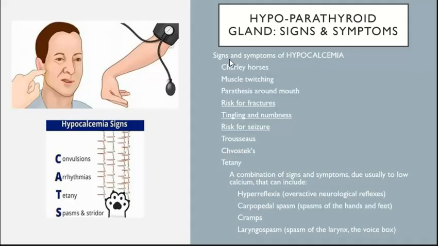So your signs and symptoms of hypoparathyroid. That means that you're twitchy. Your neurons are going into withdrawal from the calcium. So you're going to see paresthesia, muscle twitching, Charlie horses, tingling, numbness, high risk for fractures because there isn't enough calcium to be absorbed into the bone. Risk for seizures, Trousseau's and Chvostek's signs. Tetany is the biggest thing that you'll see.